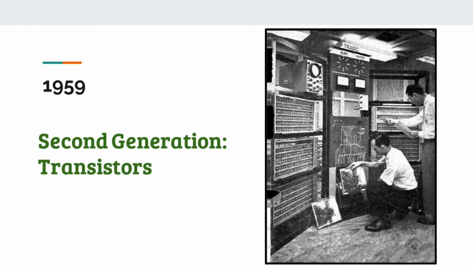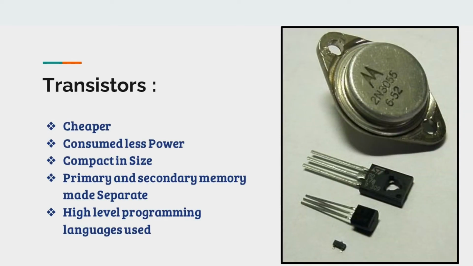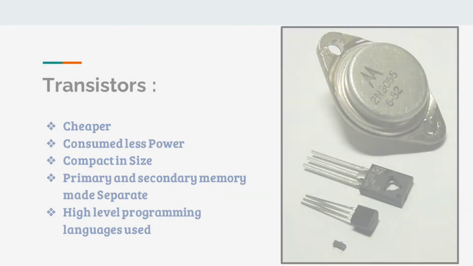The second generation began in 1959 with the use of transistors instead of vacuum tubes. This made them cheaper, they consumed less power, were more compact in size and hence more reliable. Primary and secondary memory were both made separate and high-level programming languages were used. Now both these concepts of memory and programming languages will become much clearer and will start making sense in the next few units. So stick along.